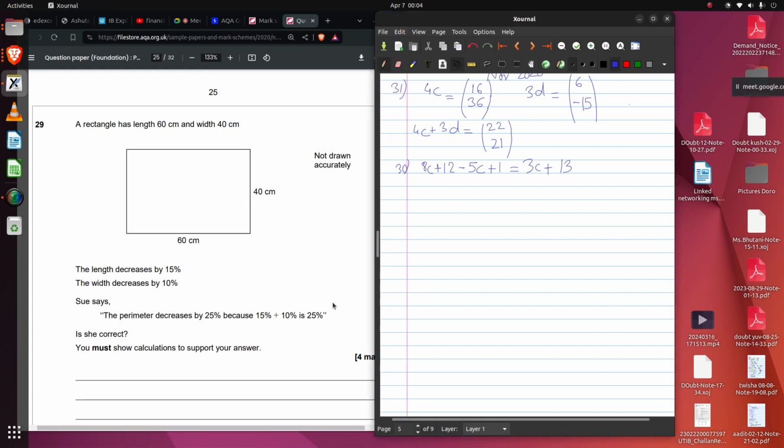We have the calculator with you, right? Oh yeah. So you can easily get the new length and the new width. So it says the length decreases by 15%. Width decreases by 10%.